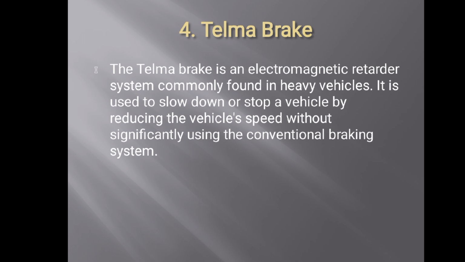And the last type of brake that we are going to see in this chapter is the Telma brake. The Telma brake is an electromagnetic retarder system commonly found in heavy vehicles. It is used to slow down or stop the vehicle by reducing the vehicle's speed without significantly using the conventional braking system. So understanding the various types of brakes along with their operation mechanism and benefits is essential for safe driving. Generally, vehicle control devices are vital for safe and efficient driving, and knowing how they work will enhance your overall driving experience.